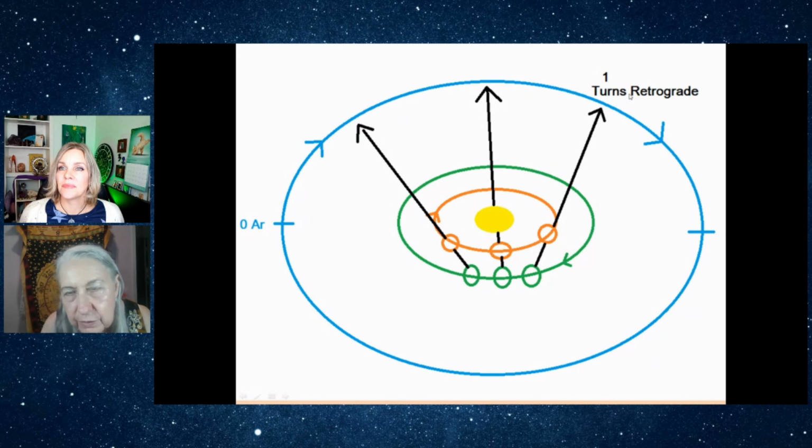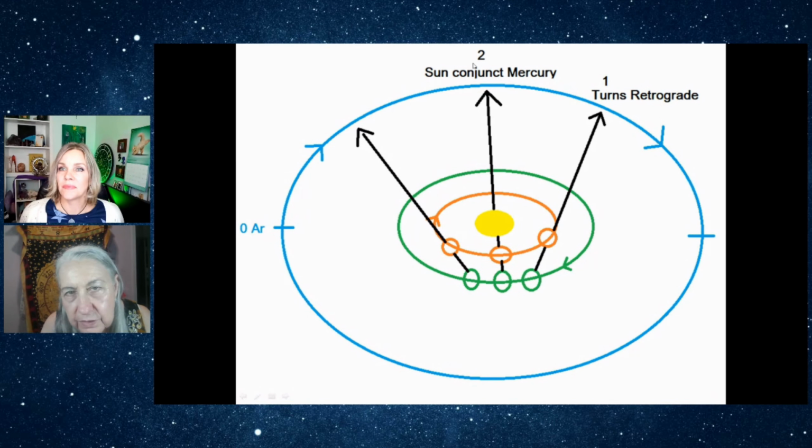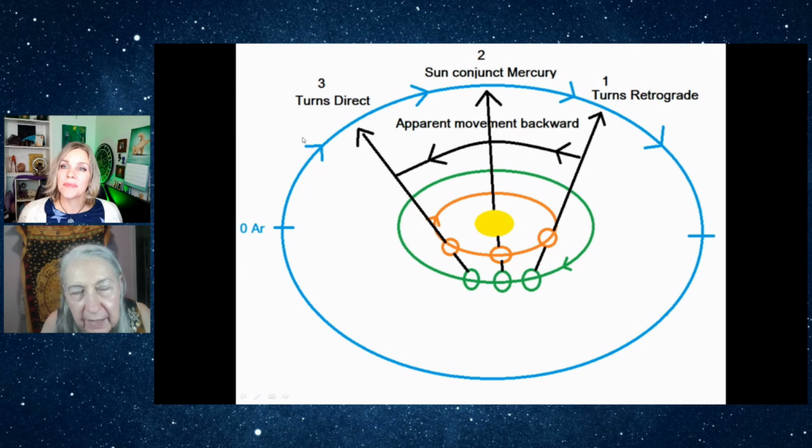Here's when Mercury turns retrograde. Here's when the sun is conjunct Mercury in the retrograde period. Notice we're moving backwards. Here's when it turns direct. So this is what we have.